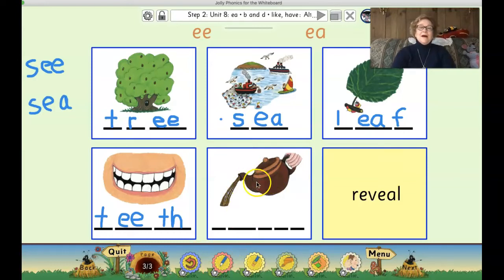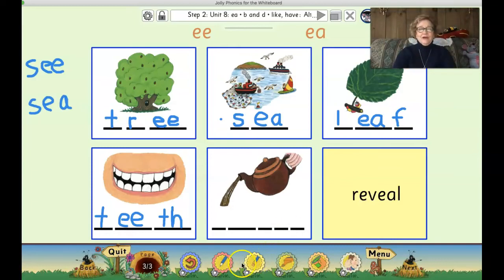Ooh, this is a teapot. And it looks like the person is pouring some tea, but let's look at how many sounds I need. 1, 2, 3, 4, 5. This is a first grade challenge word. Let's try to write this compound word, teapot. Do you remember a compound word means where we take two words and we smush them together? So we have tea, pot, teapot.